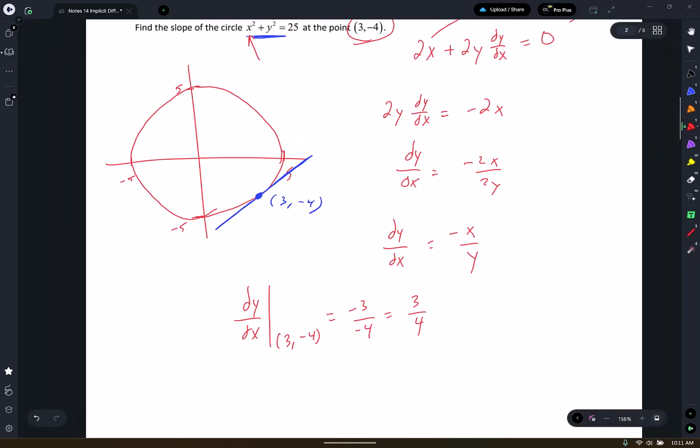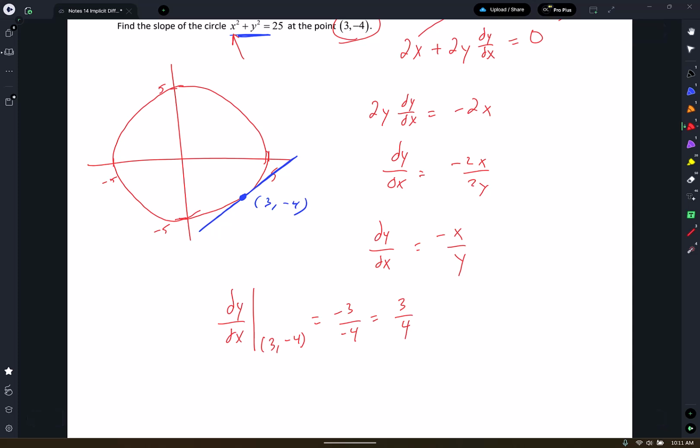Did they just ask for the slope of the tangent line at (3, -4)? Are we okay, guys? Okay.